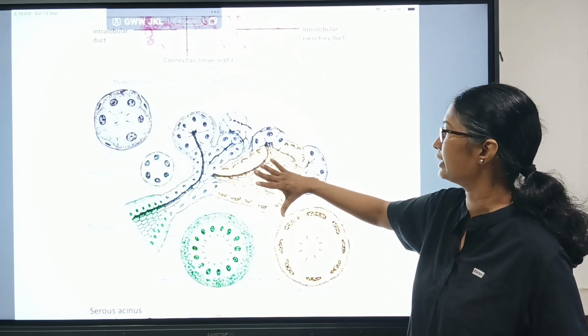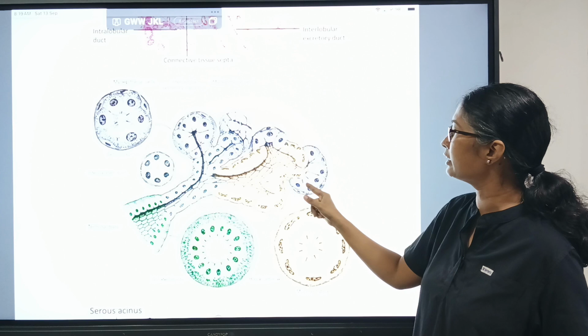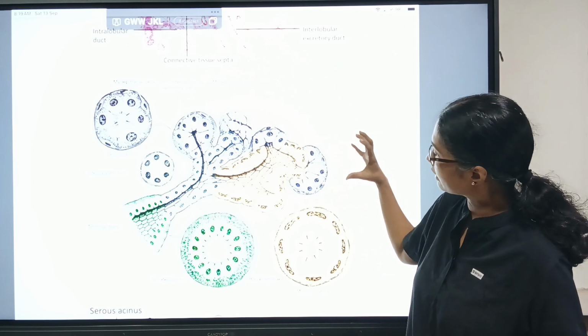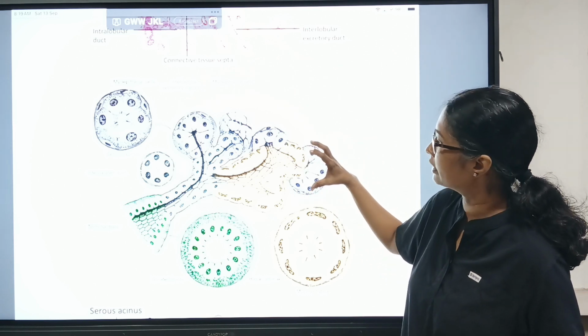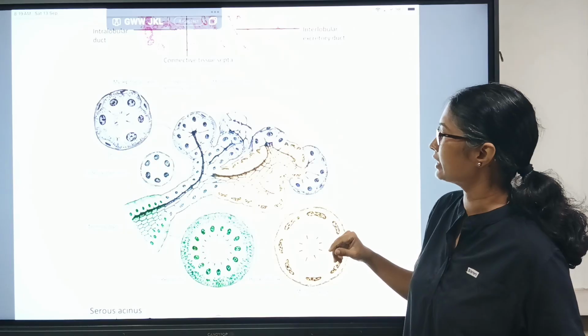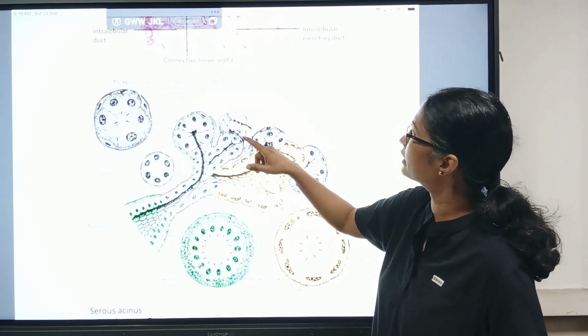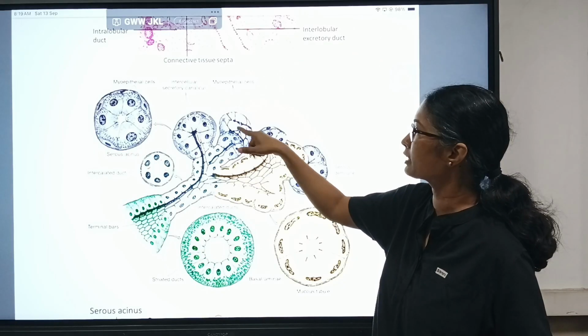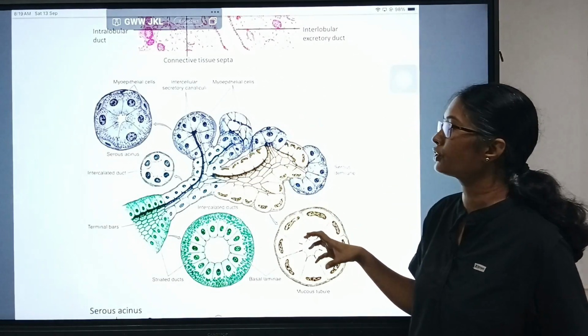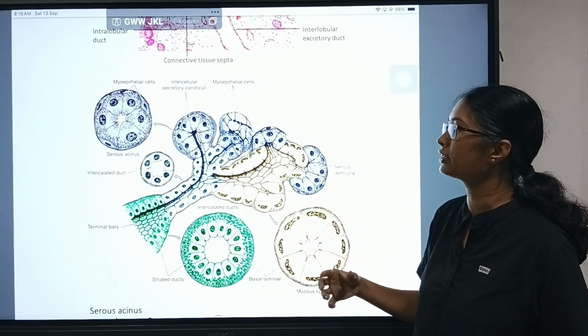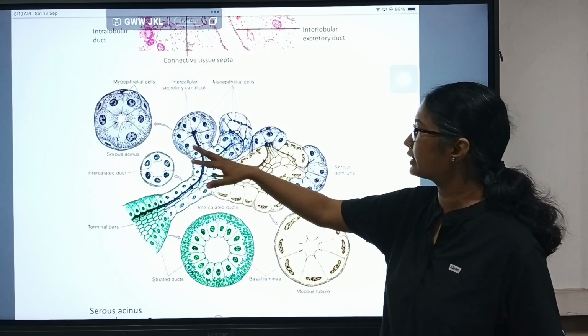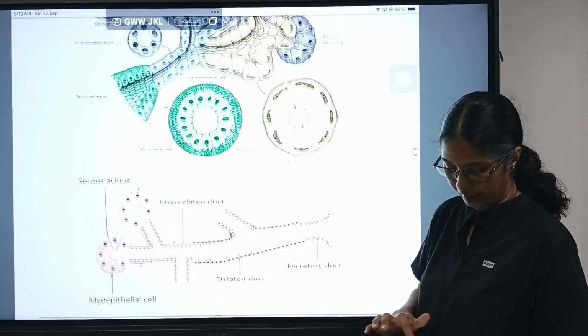So this is a mucous acinus, where we can see a serous demilune, where there is a serous acinar cell covering the mucous acini. So this is the serous demilune. And one more important cell is the myoepithelial cell, which is responsible for the secretory function of the acinar cells, pushing the produced saliva into the ducts. So these are the parts of the salivary gland in histology.